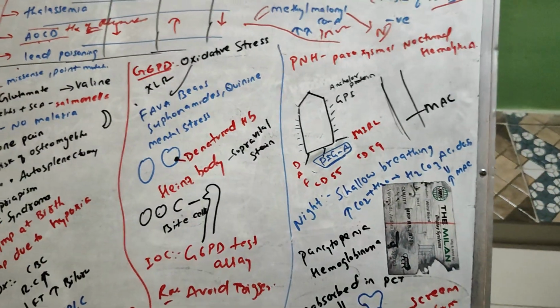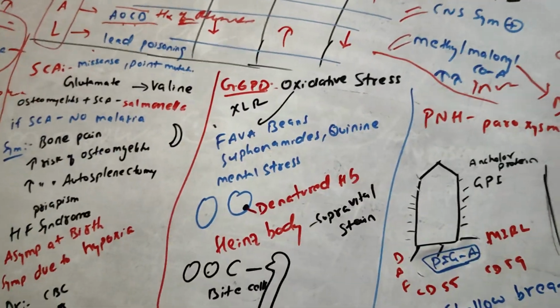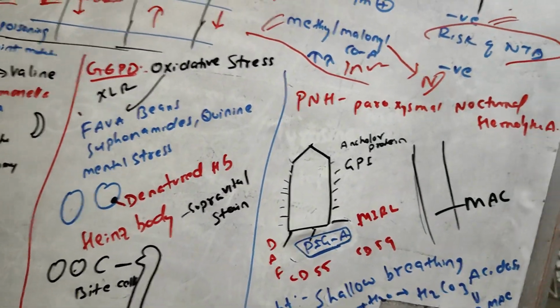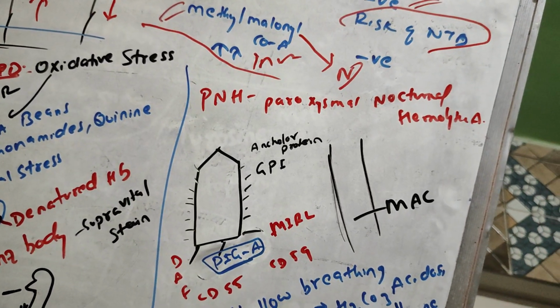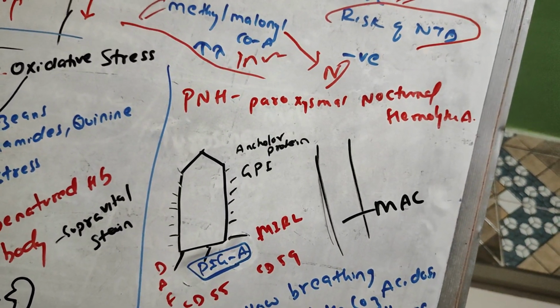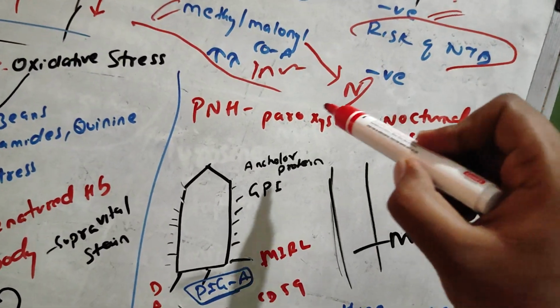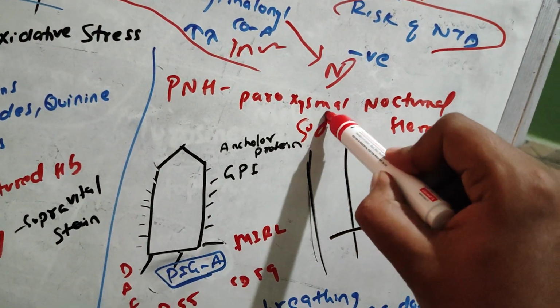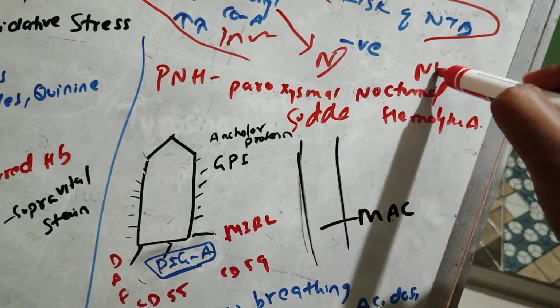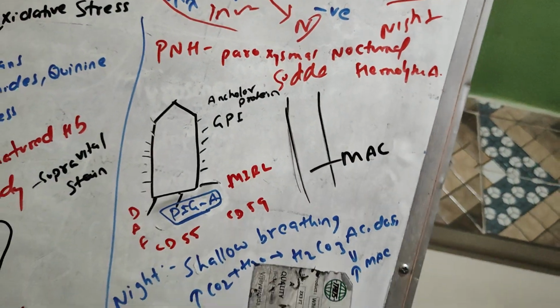Next, coming to some diseases, guys. I chose three diseases for this video. The first one is PNH, that is paroxysmal nocturnal hemoglobinuria. What is paroxysmal? Paroxysmal means sudden. It's a sudden night hemolysis.